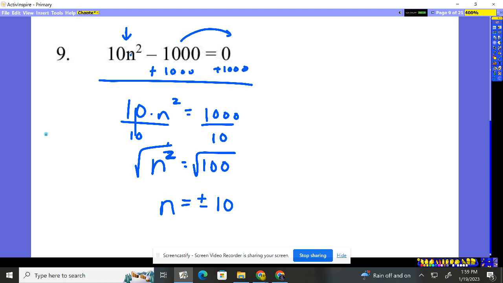And even back here in the problem, right there, 10 squared would be 100 times 10 is 1,000 minus 1,000, 0. Negative 10 squared, negative 10 times negative 10, 100 times 10 is 1,000 minus 1,000, 0. So there's two solutions. And if you feel more comfortable writing 10 and then comma negative 10, that's fine. This is what we sort of write though.